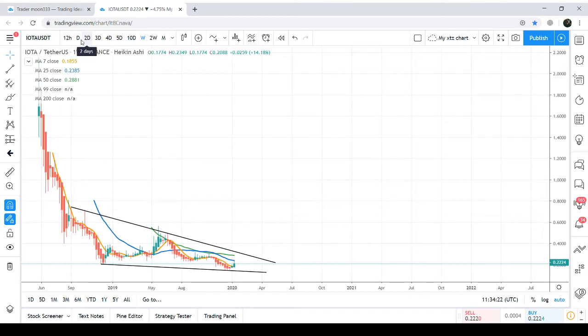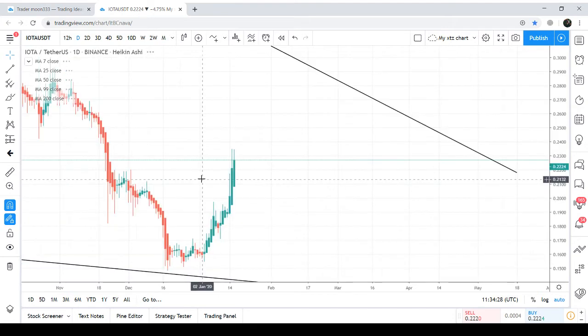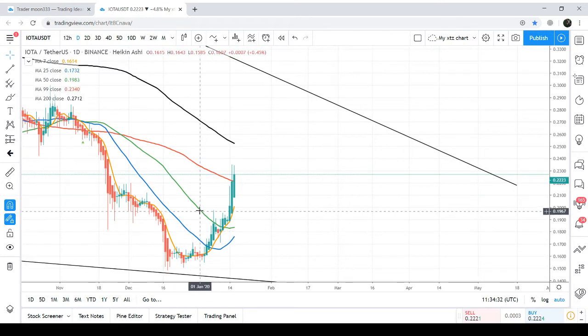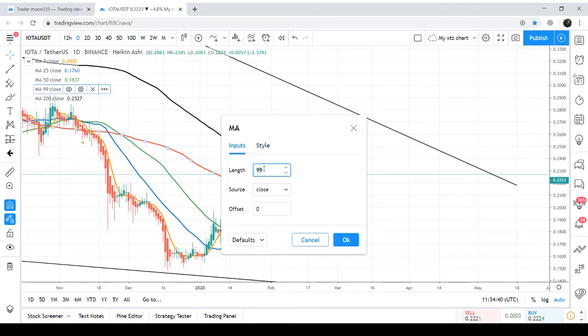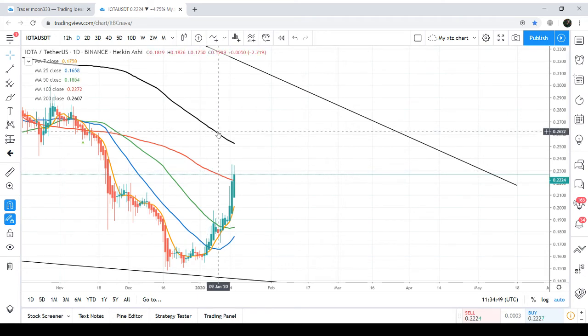So I have placed the moving averages in this template, and you can see all the moving averages. I don't need to put them again, they're already placed on the chart. So this is the 25 moving average, this is the 50 moving average, this is the 100 moving average, sorry, this is 99. I'm changing the time period to 100, even though there is not a big difference between 99 and 100. So this is the 100 moving average, and this is the 200 moving average.